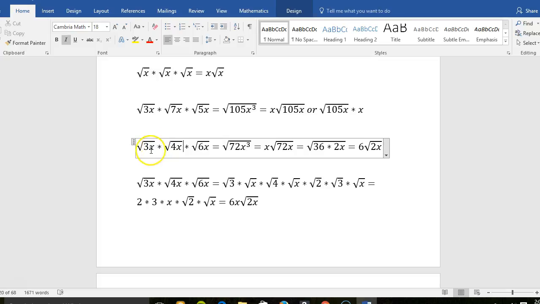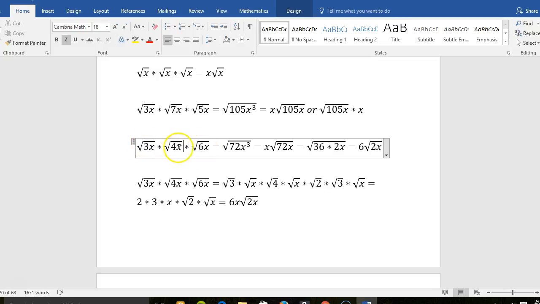Let's get started. In this problem, where my cursor is, we have the square root of 3x times the square root of 4x times the square root of 6x. There's a few ways you can do this problem. Here's the way I'm going to do it this time. We can bring all this together.